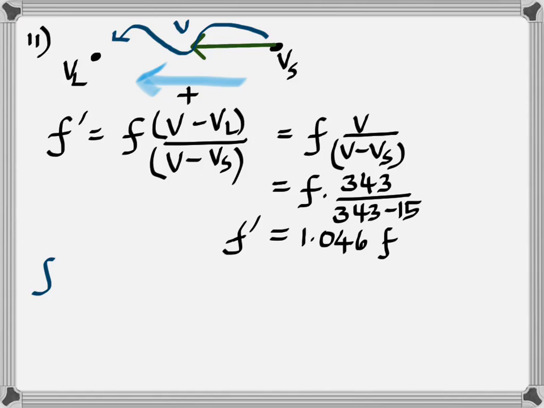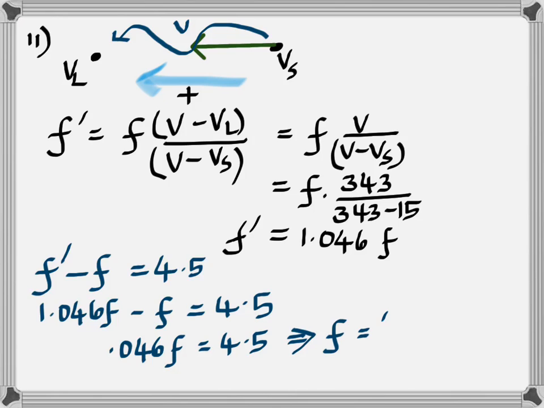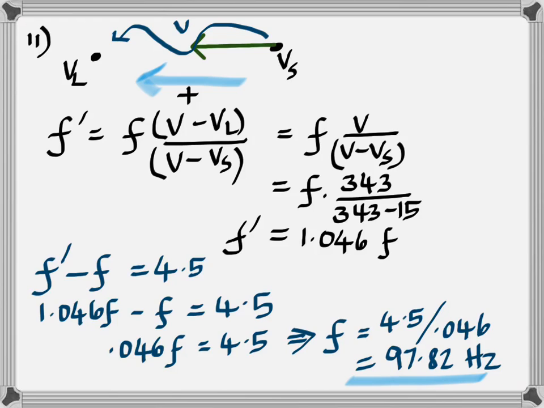Correct? And the difference is just f prime minus f is equal to whatever is given. What's given? So that's the second equation. Now you have two unknowns. You can solve it. That's all. f prime minus f is whatever is given, 4.5 in this case. Substitute and solve. 97.82 is the answer.